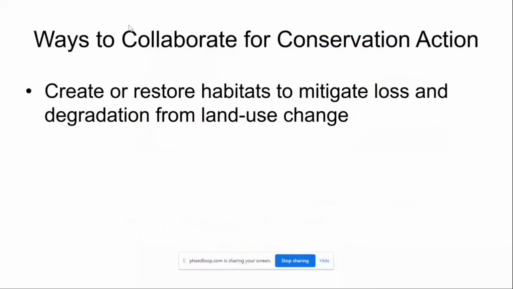There are lots of ways that you can collaborate as community members towards conservation action. If biodiversity loss is primarily driven by habitat loss, creating or restoring habitats is probably the best way that we have of mitigating biodiversity loss and the degradation of remaining habitat from land use change, such as agricultural intensification and urban development. You can do this quite simply by planting habitat gardens, or by affecting policies which change the preservation or protection of habitats.